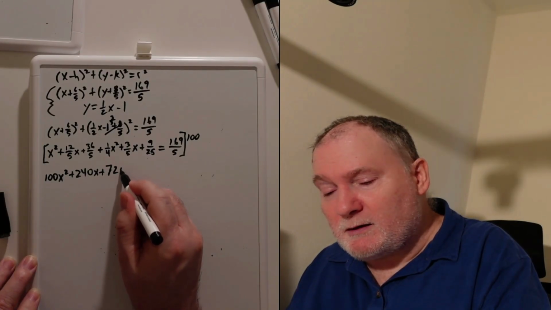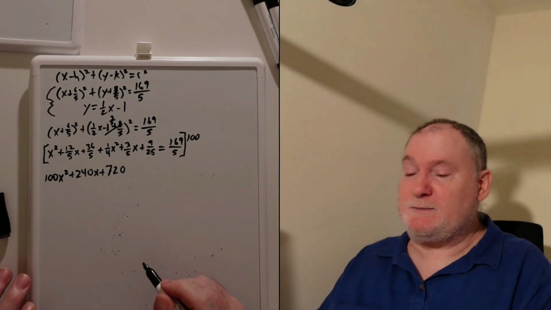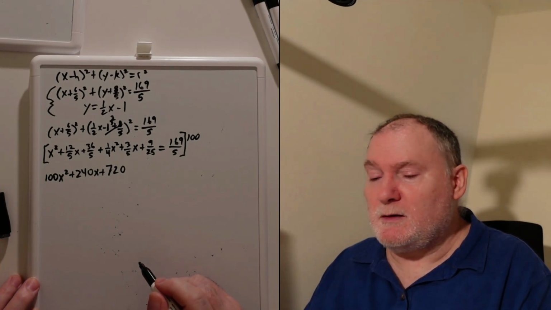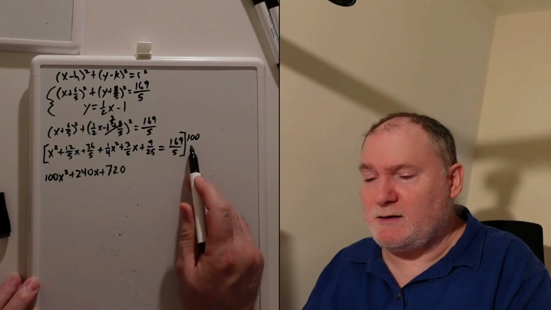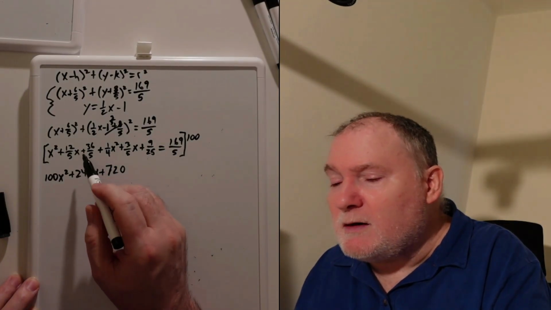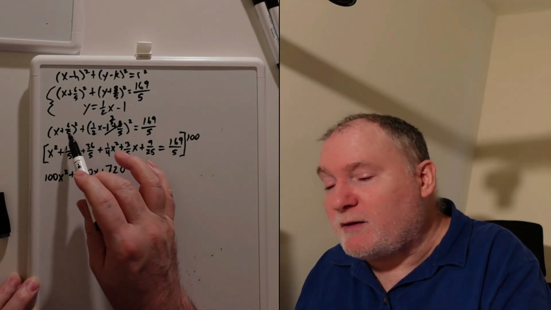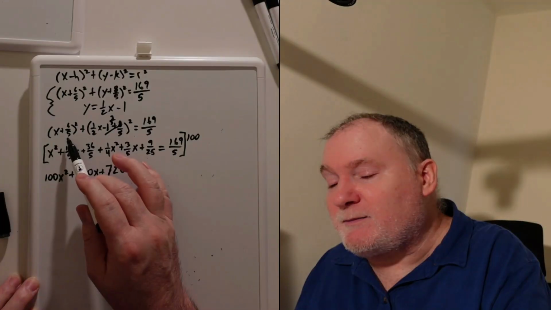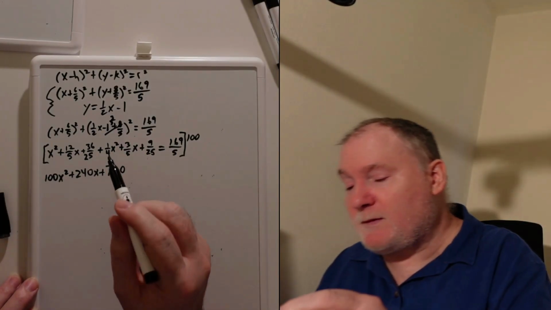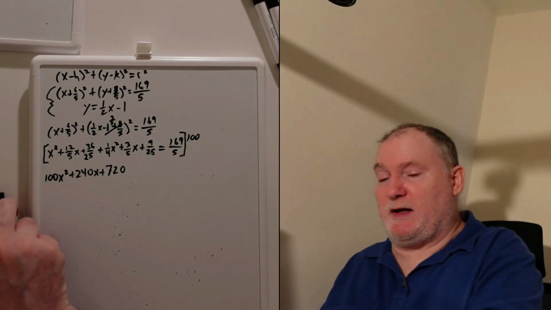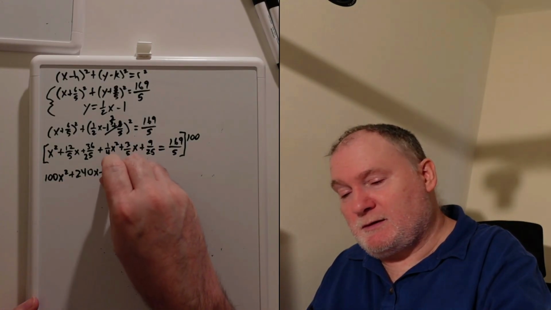Oh, 720. It's not over anything. I'm a little leery of that. Let me think about that again. 5 goes into... I didn't square that properly. 36 over 25. My spider senses went off.